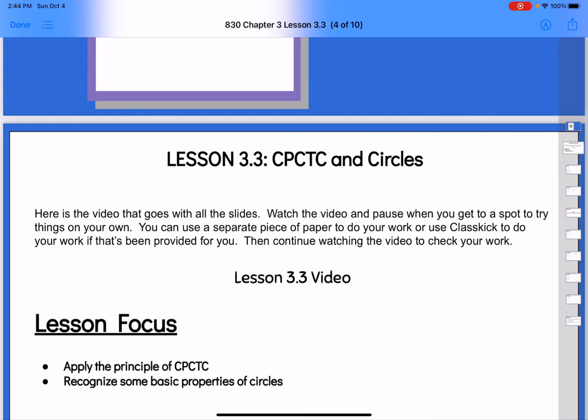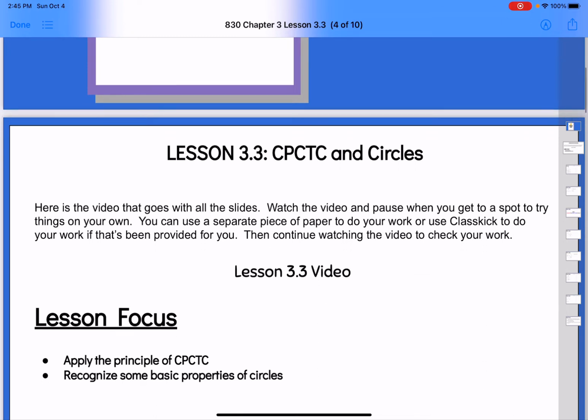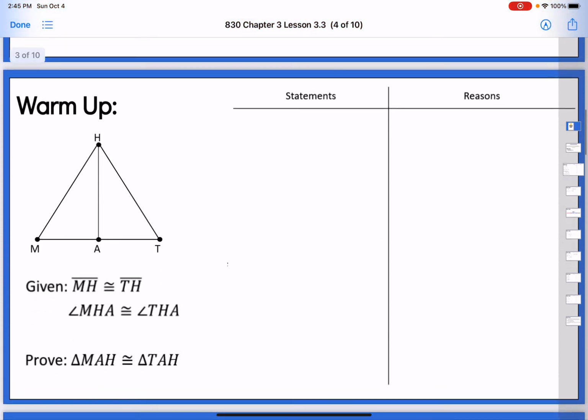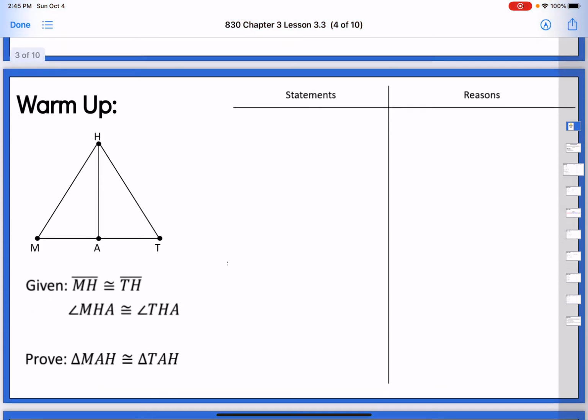We're also going to do a little bit of review of circles, and you're going to see how circles start to come into play as well in some of our proofs. So we're just going to make sure we understand what CPCTC is all about today, and then remember the basics about circles. So here is our warm-up, just a little throwback to yesterday.